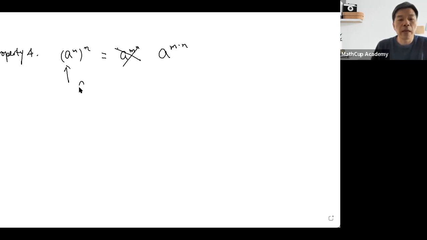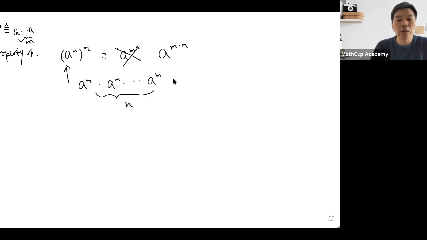First, let's think about a to the power m, to the power n. That is equal to a to the power m times a to the power m times a to the power m, n times, right? By definition, a to the power anything n is a multiplied together n times. So in here, if you treat a to the power m as this little a, and then raise to the power n, you have a to the power m times a to the power m, n times. That's the definition of this.